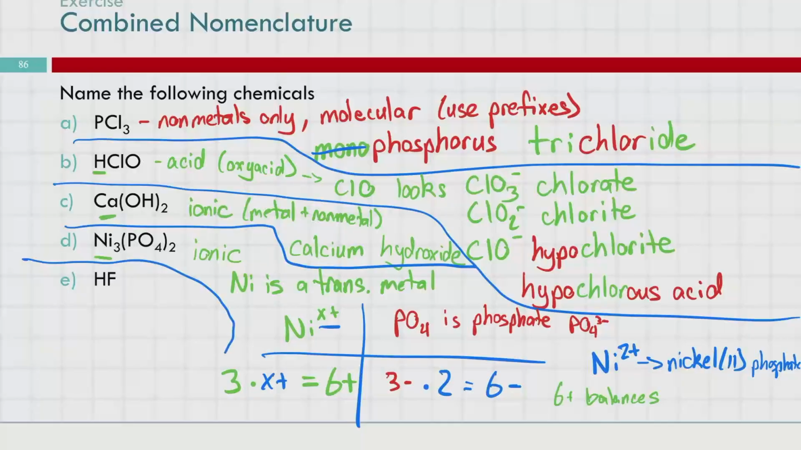And then last but not least, we've got HF. And HF is what type of thing? It's an acid. It's a binary acid. Our binary acids have the prefix hydro. We take the base name, fluor, we change the ending to ic, and we add acid to the end.